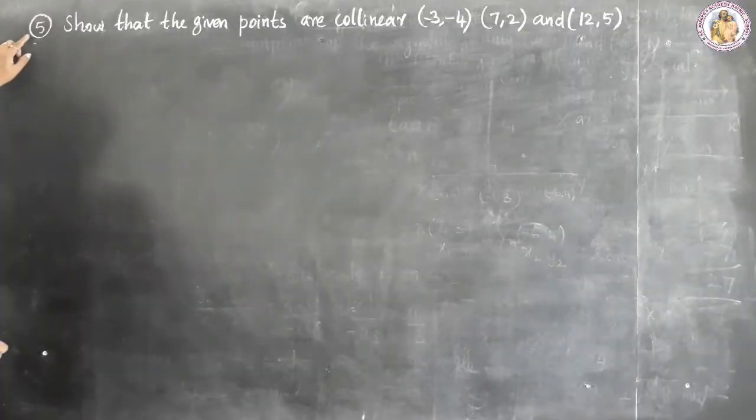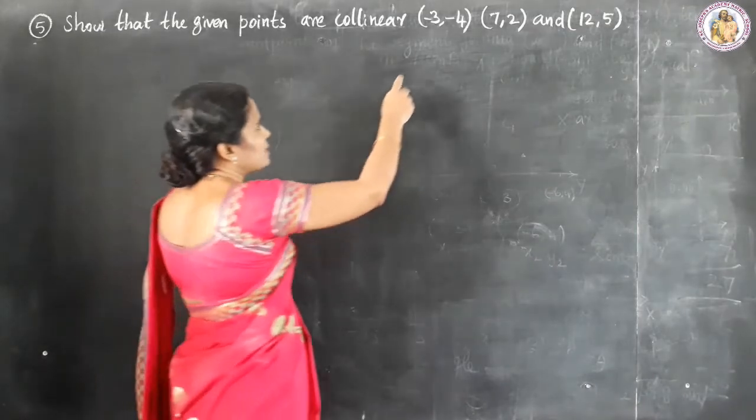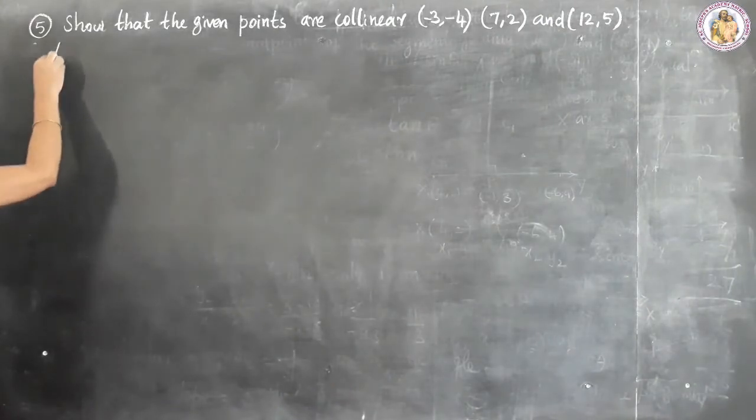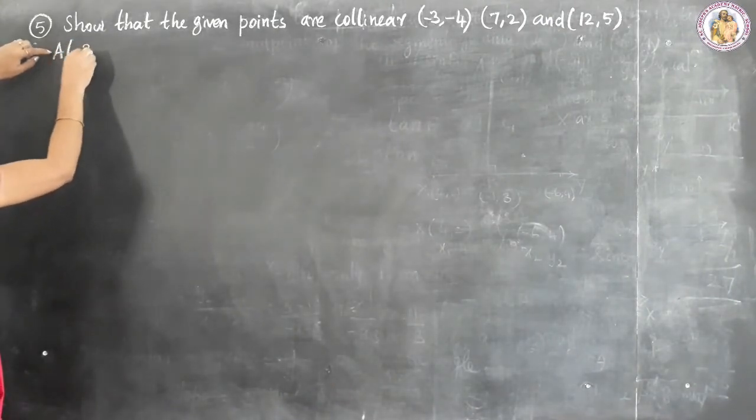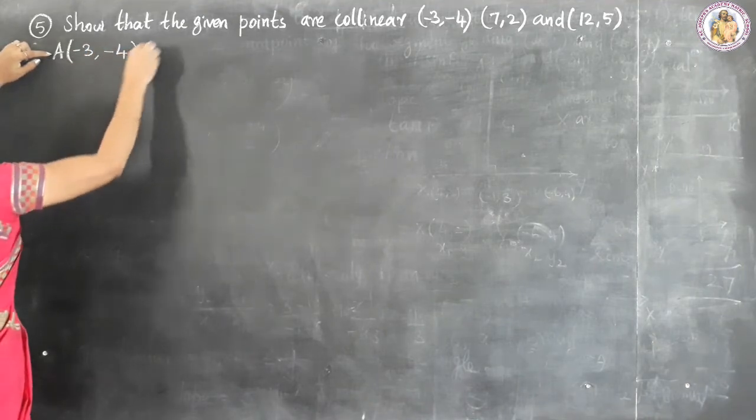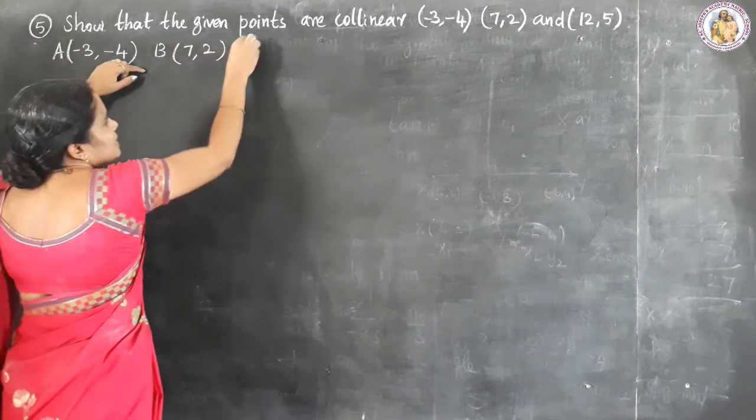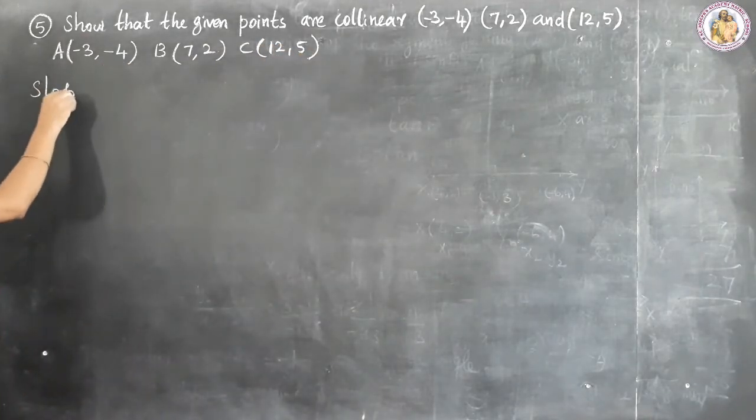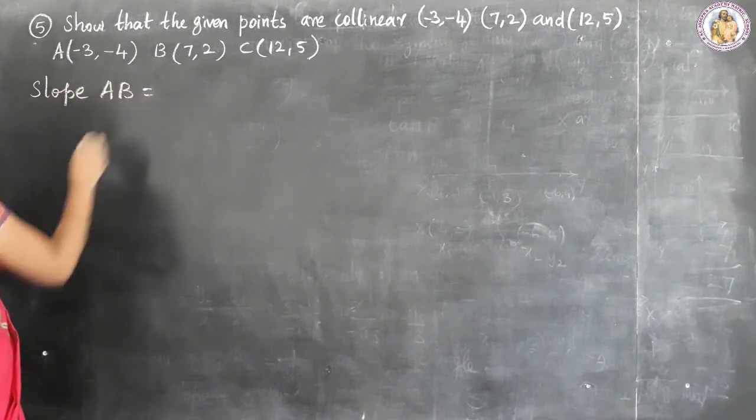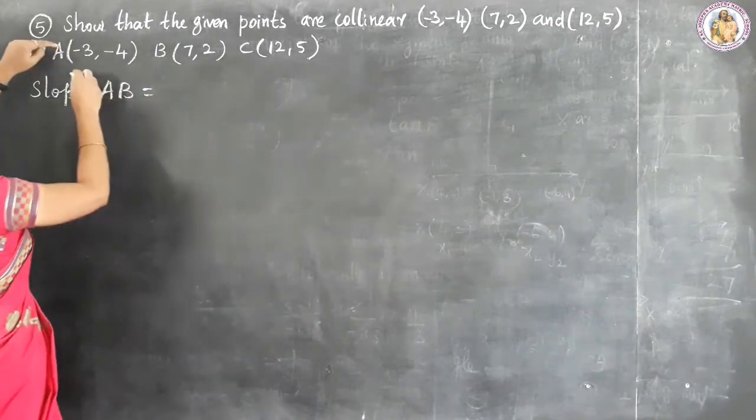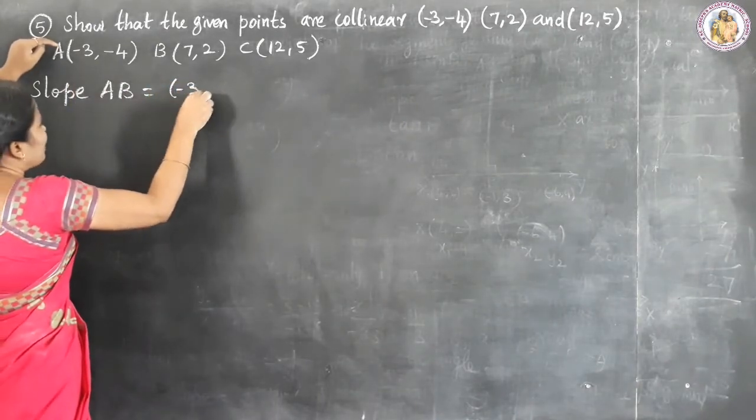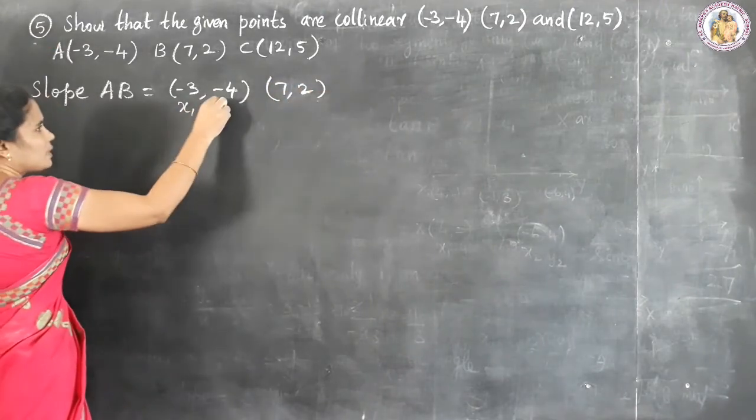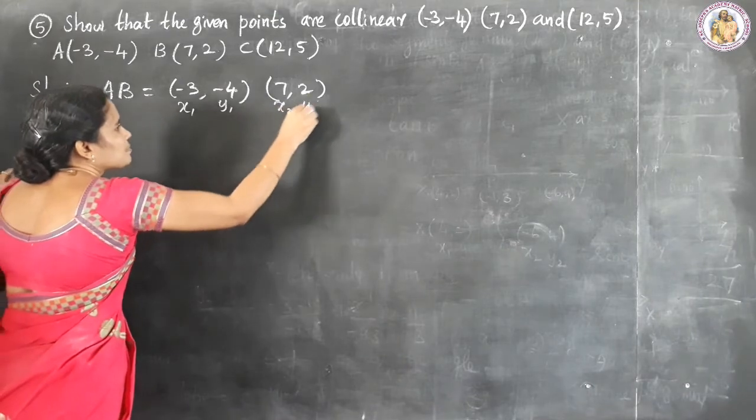Question number 5. Show that the given points are collinear: minus 3, minus 4, 7, 2 and 12, 5. Now take the points as A minus 3, minus 4, B 7, 2 and C 12, 5. Now let us find the slope of AB. Take A minus 3, minus 4 and B 7, 2 as x1, y1, x2, y2.